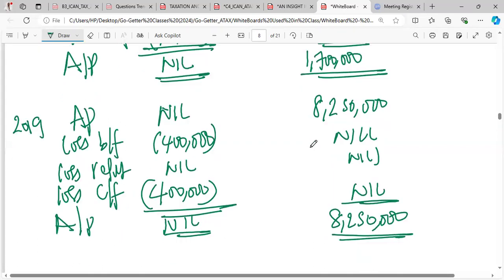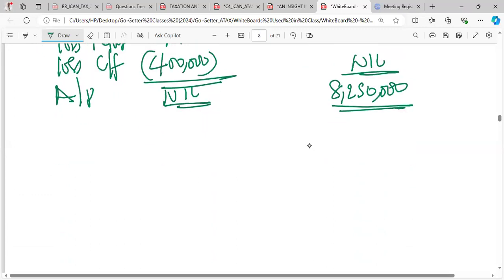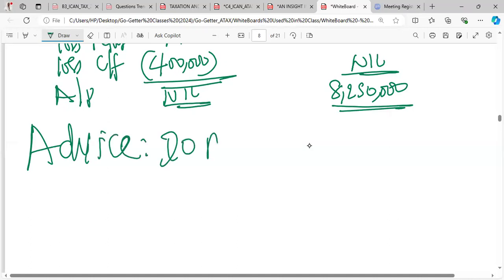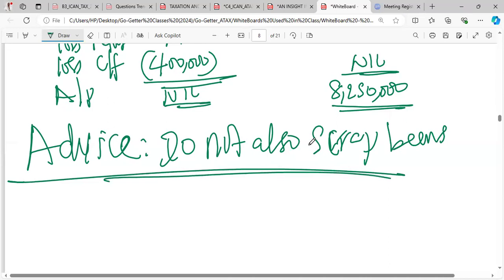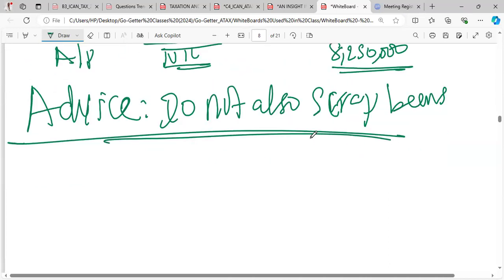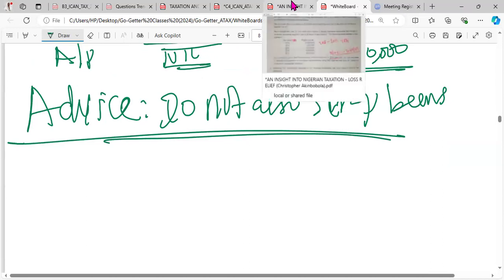Now, in this case, now you're going to scrap beans. Advice: do not also scrap beans. That's our advice. So that's it there for illustration 3.